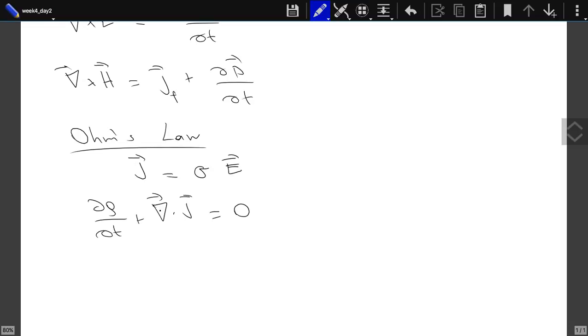But let's see, we know what J is in terms of the electric field. The divergence of sigma E should be equal to zero.